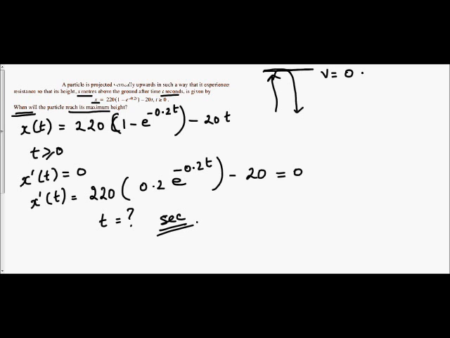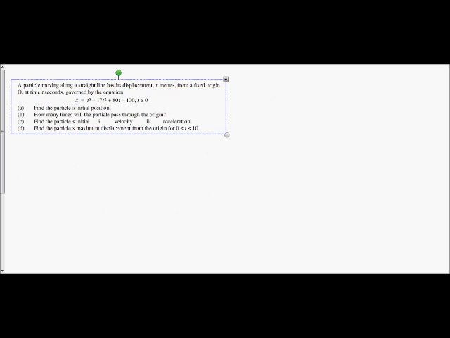Okay, so the next question would be: a particle moving along a straight line has its displacement x meters from a fixed point at t seconds. These are the things that you need to concentrate on when you're reading through a question, and very important, please read through the whole question word by word, and maybe you can underline these important things. The distance is given by this equation: x is equal to t cube minus 17t square plus 80t minus 100.